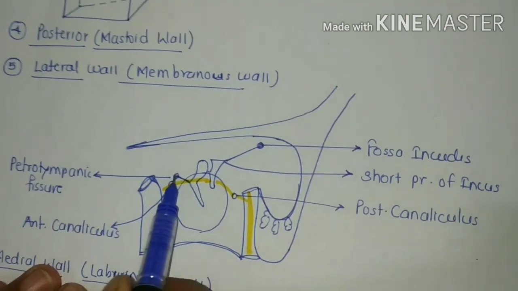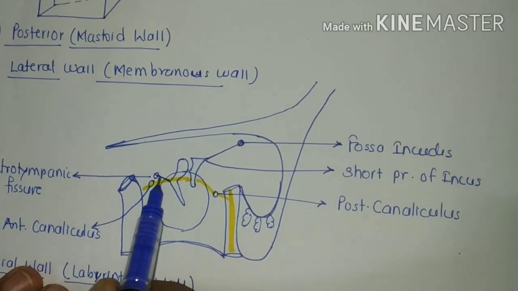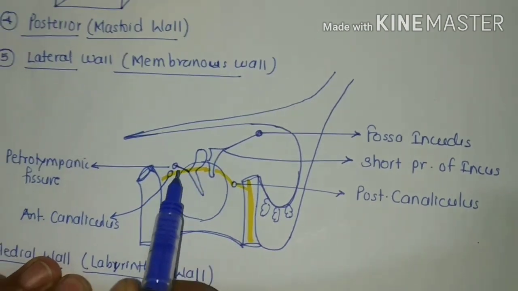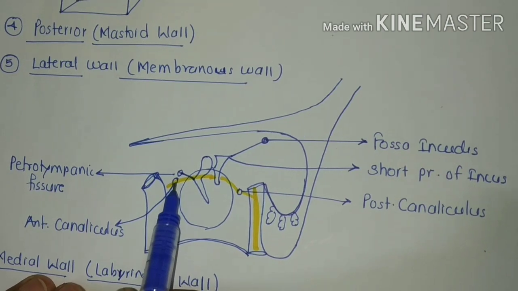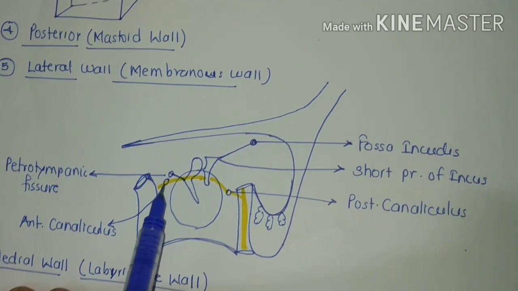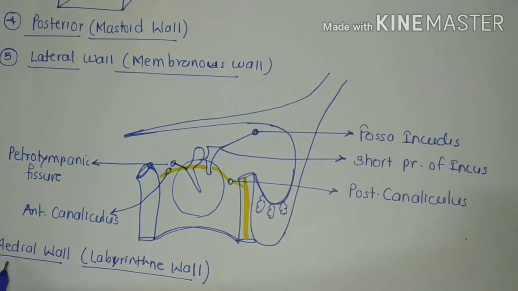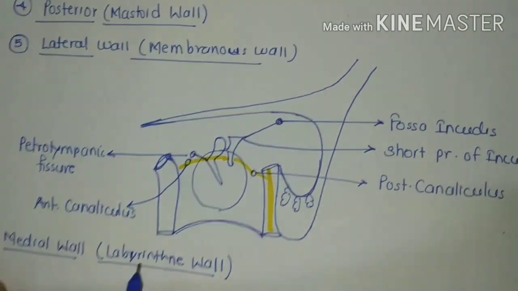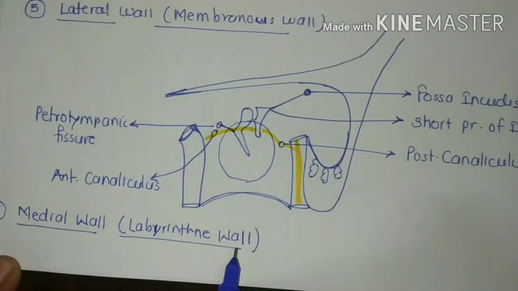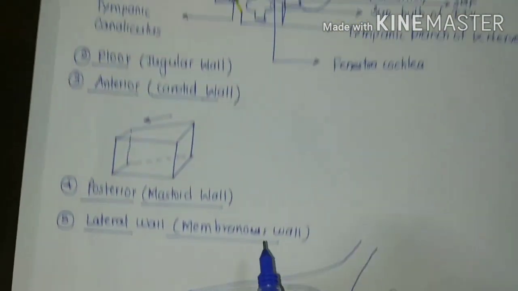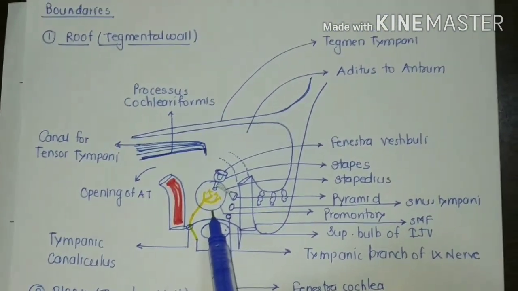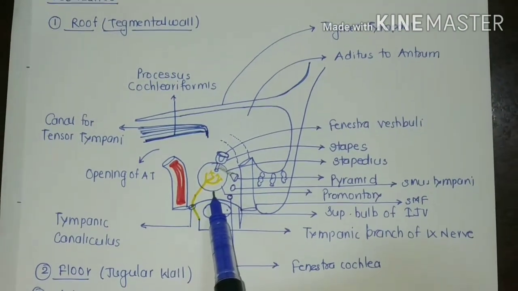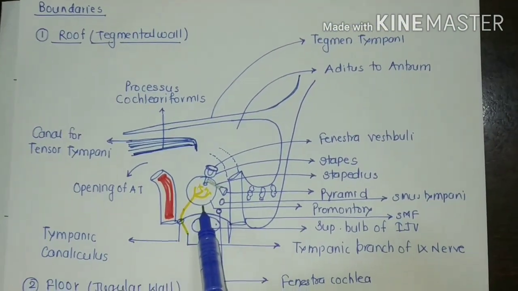Petrotympanic fissure, it lodges the anterior process and anterior ligament of malleus. Anterior canaliculus is for the chorda tympani nerve, through which chorda tympani nerve leaves the middle ear cavity. Lastly, we have seen the medial wall, which is also called the labyrinthine wall, and it shows the presence of promontory, that is the rounded bulging produced by the first turn of cochlea, which is present in internal ear.